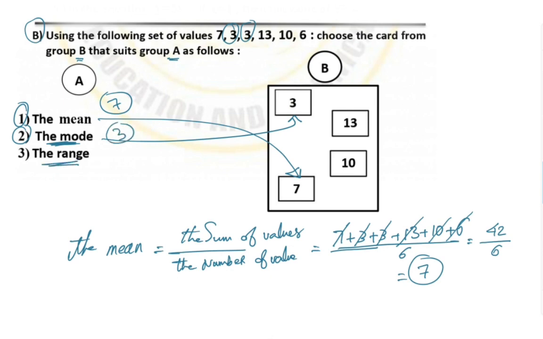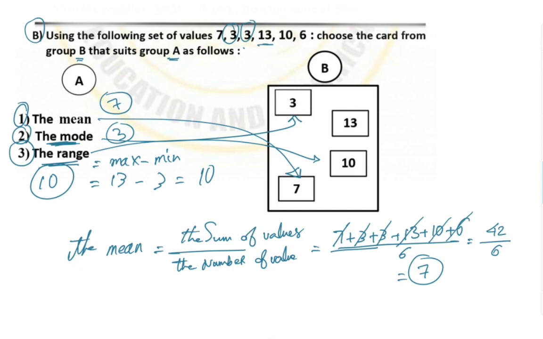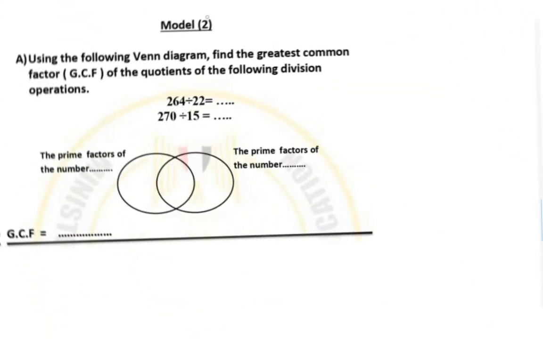Now we need to find the range. What is the range of these values? The range is the maximum value minus the minimum value. Now we have the maximum value here, 13, minus the minimum value here, we have 3. That's equal to 10. So the range is 10. Now we finished model number 1. Let's go to model number 2.